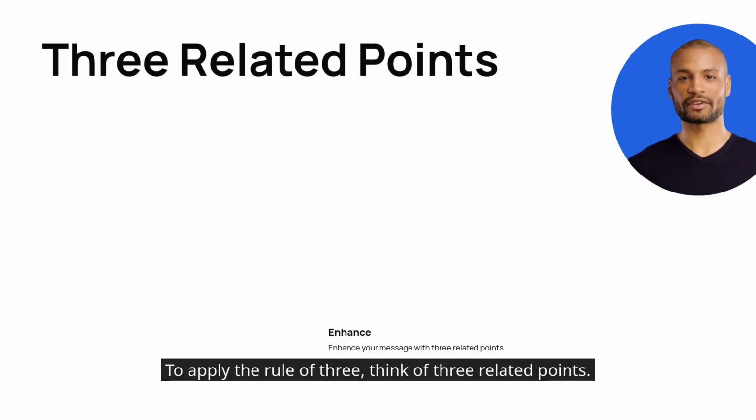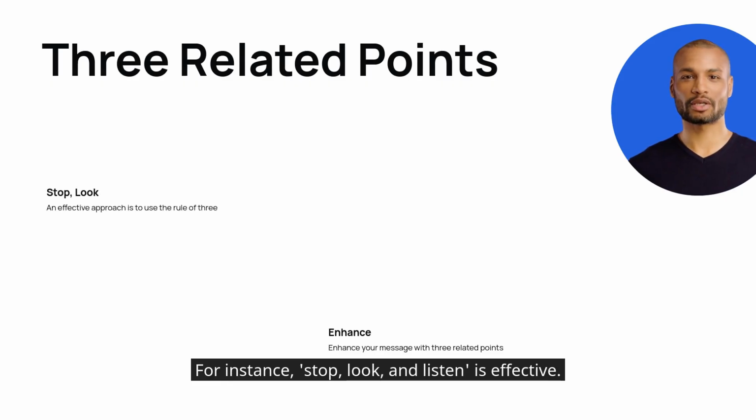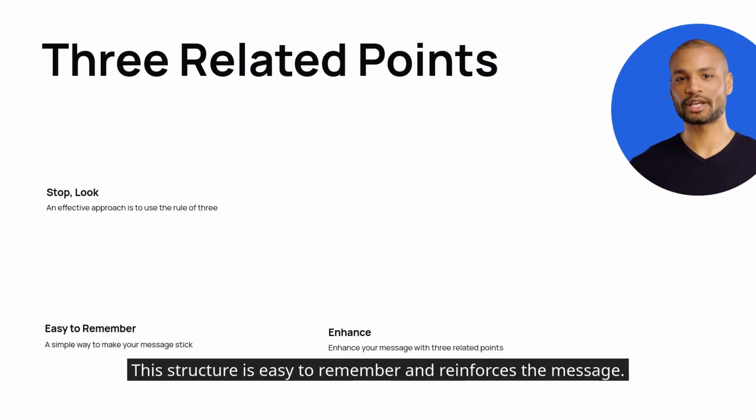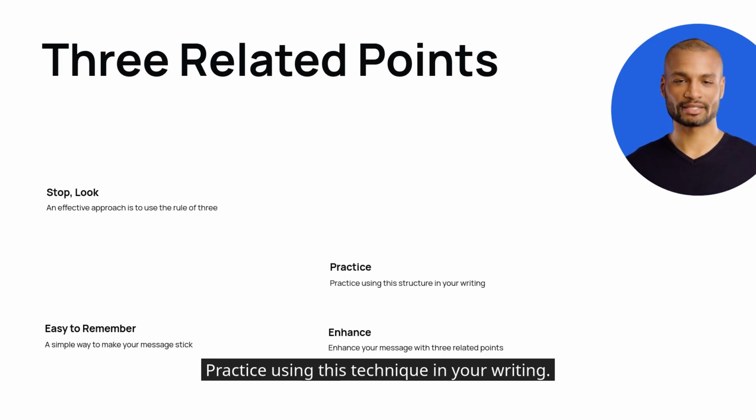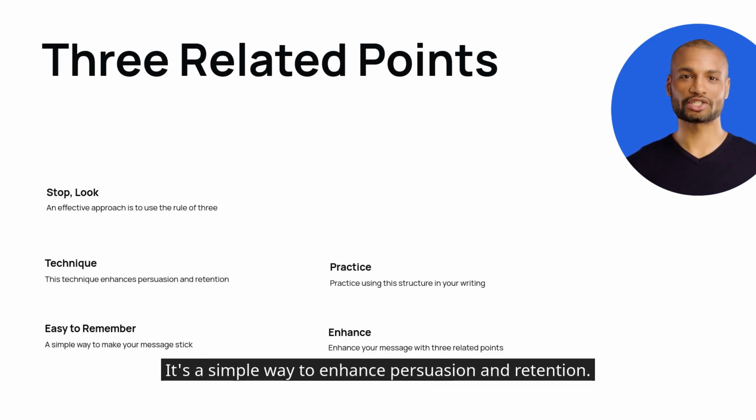To apply the rule of three, think of three related points. For instance, "Stop, look, and listen" is effective. This structure is easy to remember and reinforces the message. Practice using this technique in your writing. It's a simple way to enhance persuasion and retention.